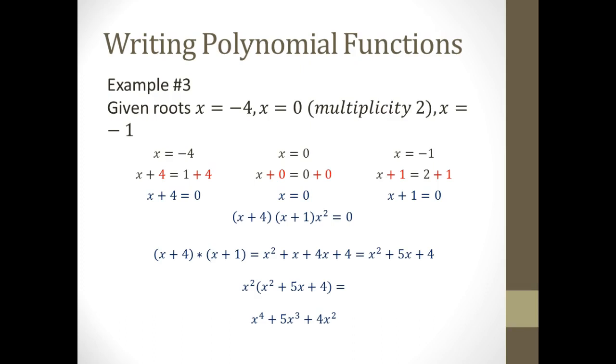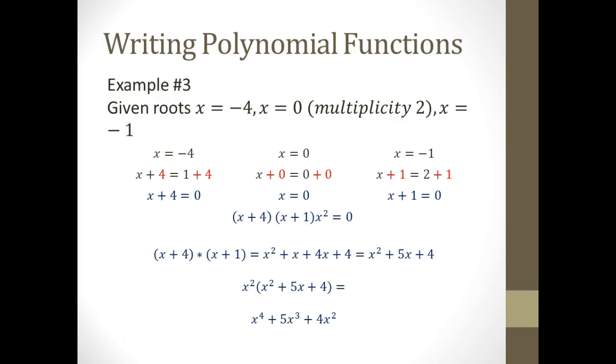So as usual, I start with my roots and I work backwards. Now I'm not going to go over that in detail this time, but I do end up with a factor x plus 4, x plus 1, and x times x, or x squared. How did I know that? I know because the factor of 0 had a multiplicity of 2.